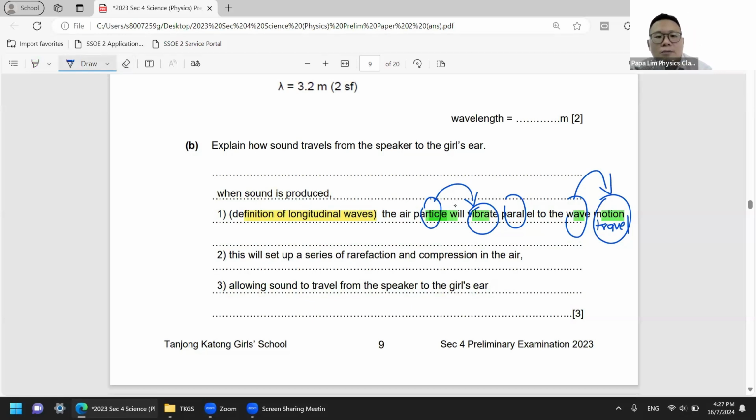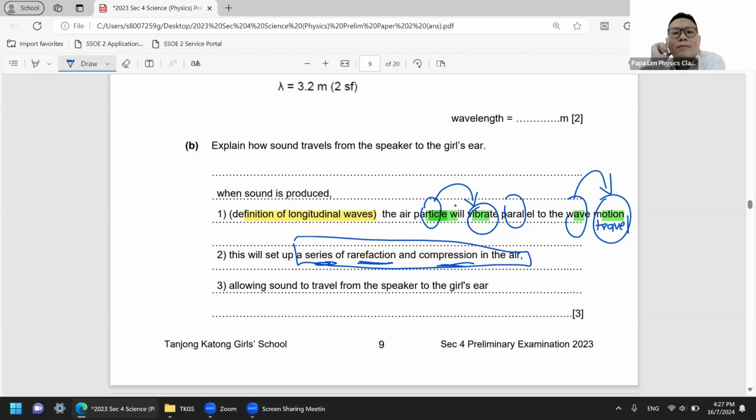You will set up a series of rarefaction and compression in the air itself. Because as we all know, sound consists of a series of rarefaction and compression arranged differently to make up different syllables. So the second keyword I'm looking out for is to tell the marker that a series of repetitive pattern is being set up. The repetitive pattern I'm looking at is particularly rarefaction and compression.